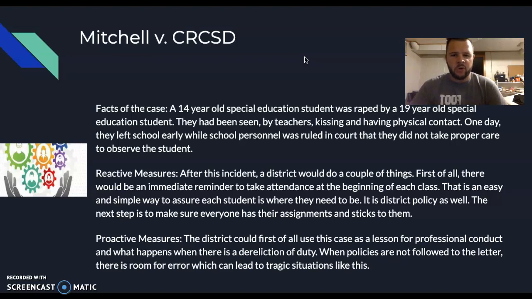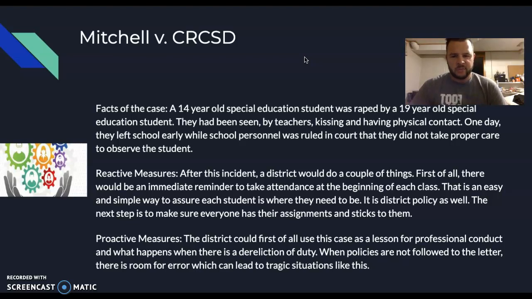One day they left school early. It was ruled in court that school personnel were negligent because they did not take proper care of the student that was under their observation. The 14-year-old was not marked absent right at the beginning of class, so they did not know that she actually left early.